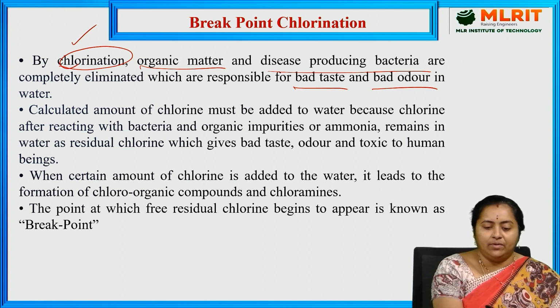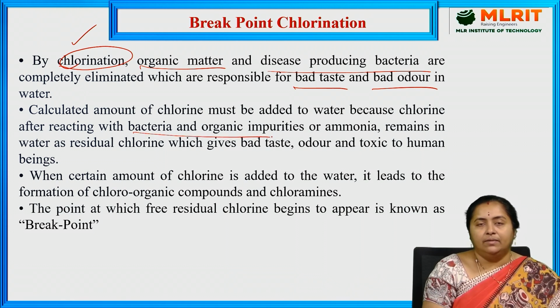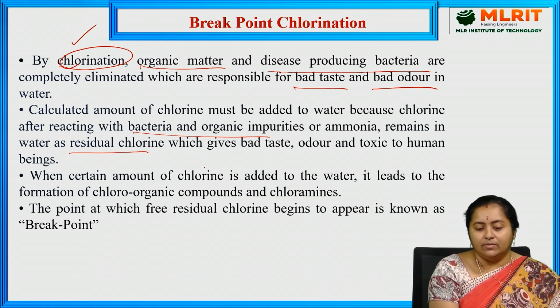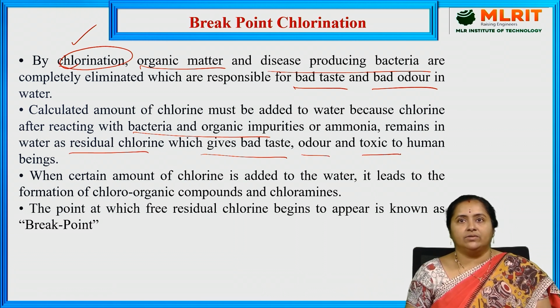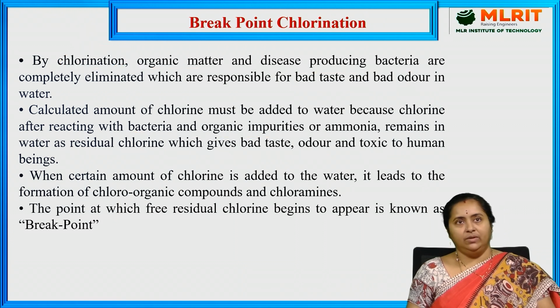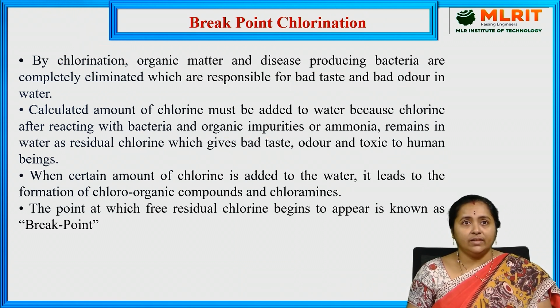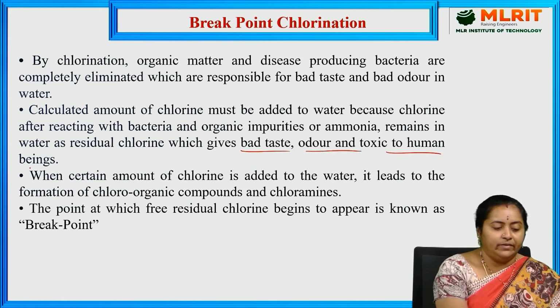So a calculated amount of chlorine must be added to the water, because after the reaction is completed, that means after it has killed the microorganisms, it will remain in the water as residual chlorine, which imparts bad taste and unpleasant smell, and if present in larger amounts, it is highly toxic to human beings. So we need to add only calculated amounts of chlorine to the water. If residual chlorine remains in the water sample, it can impart these kinds of effects to human beings.